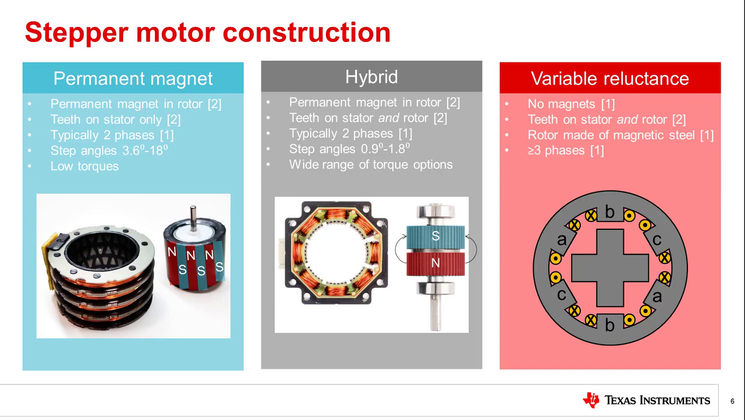Of the 3 motor types, hybrid motors are the most common, and variable reluctance motors are the least common. Permanent magnet and hybrid stepper motors typically have 2 phase windings, although in some cases they may have more. Hybrid motors typically have smaller step size and higher torque than permanent magnet stepper motors.